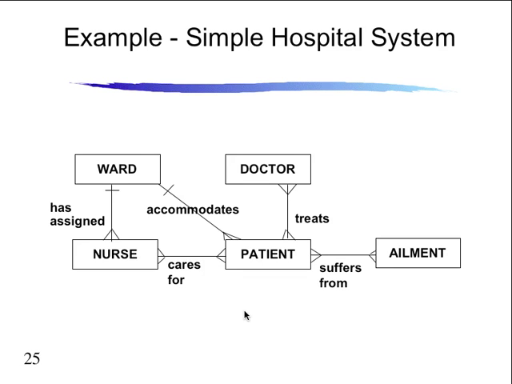Simple hospital system. We have a ward, a nurse, a doctor, a patient. Patients suffer from many ailments. Many patients suffer from many ailments. Kind of realistic, I guess. Many different nurses care for many different patients. Many different doctors treat many different patients. One ward has patients in it. Usually you belong to a ward, unless they move you around every 5 minutes and you're in different wards. So that would be a simple hospital.